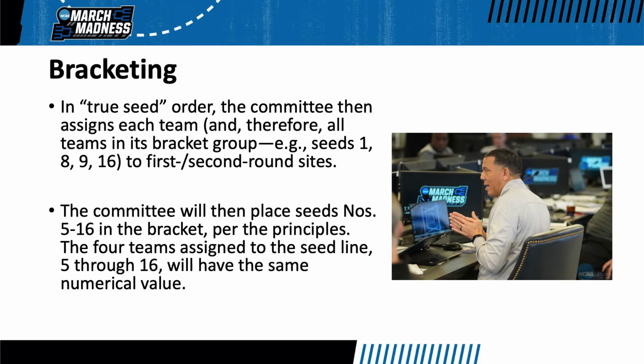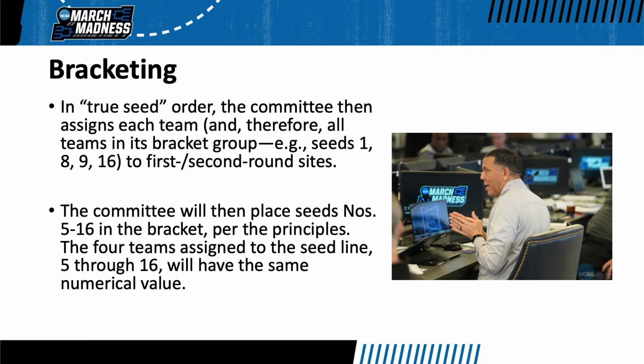Then the committee would assign a first and second round site for the second number 1 seed. Again, the 8, 9, and 16 seeds in that region will join that team at that site. This would be followed by the committee assigning the third of the number 1 seeds to its closest first and second round site. It's acceptable to have 2 number 1 seeds playing at the same site.